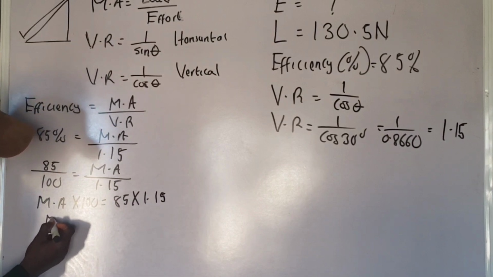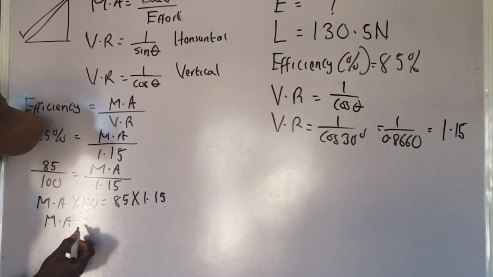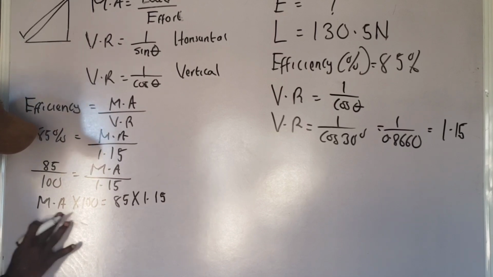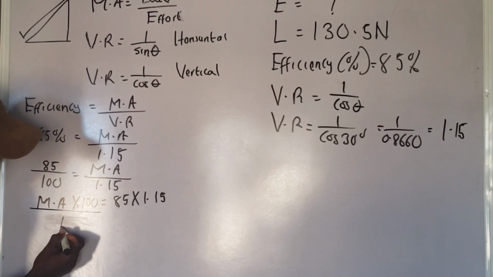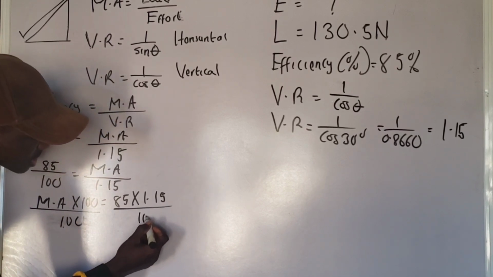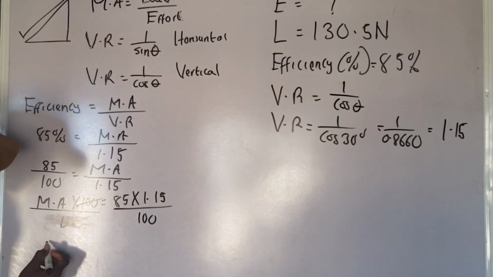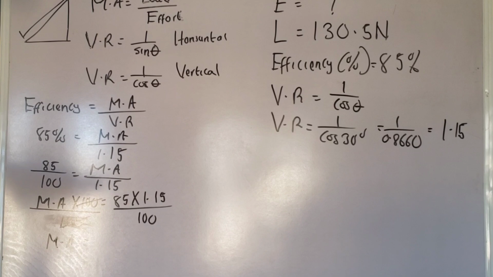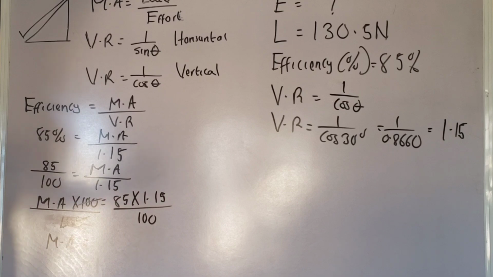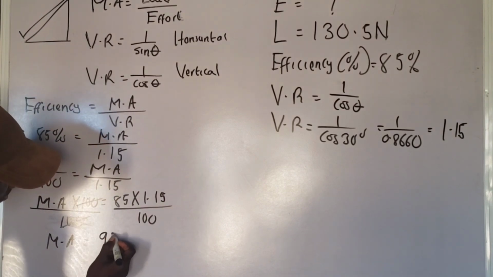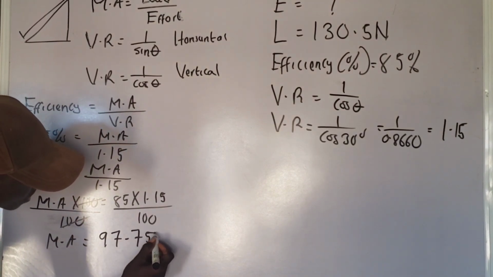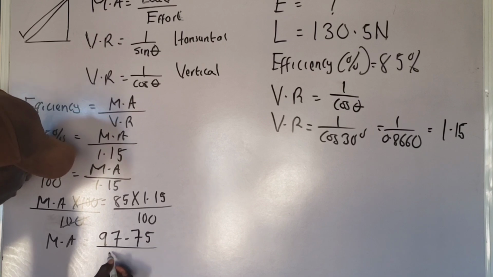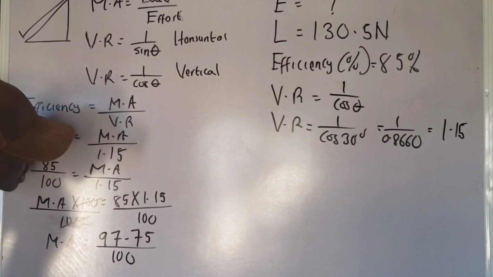You understand? So mechanical advantage equals to, okay, don't let me skip any step now. Divide all by 100. This 100 will cancel this 100, so I'm left with what? Mechanical advantage equals to 85 multiplied by 1.15. That is 97.75, okay? 97.75 all over 100.